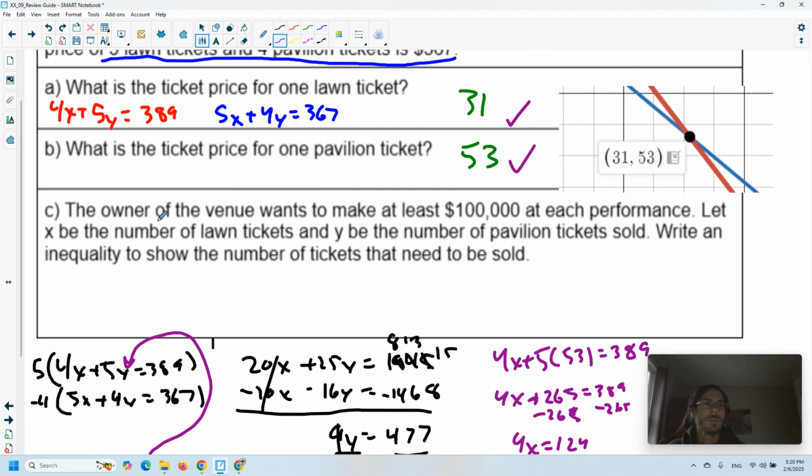So then for part C, it says the owner of the venue wants to make at least $100,000 at each performance. Let X be the number of lawn tickets and Y the number of pavilion tickets. Write an inequality to show the number of tickets that needs to be sold. So there's nothing to solve for this time. It just says to write.